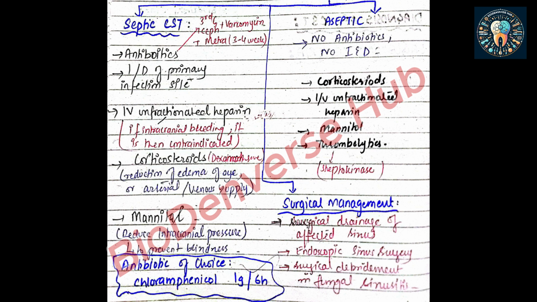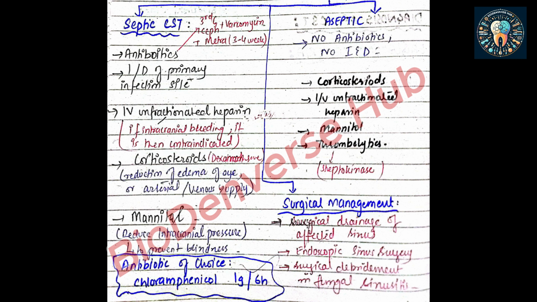After that, you will give mannitol. Mannitol is usually given to the patient because it reduces the intracranial pressure, and that will help prevent blindness, which is a late sequela of cavernous sinus thrombosis. So now, basically, the antibiotic of choice is chloramphenicol 1 gram 6 hourly.